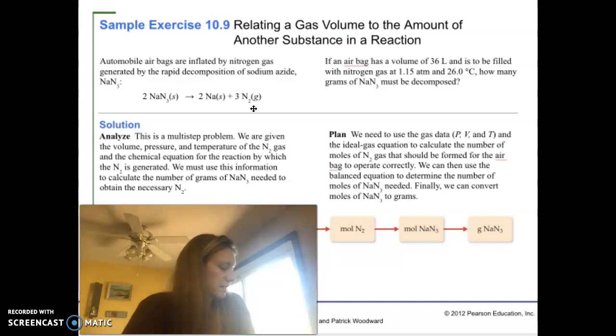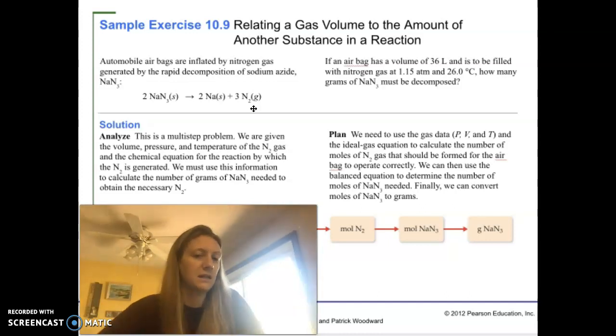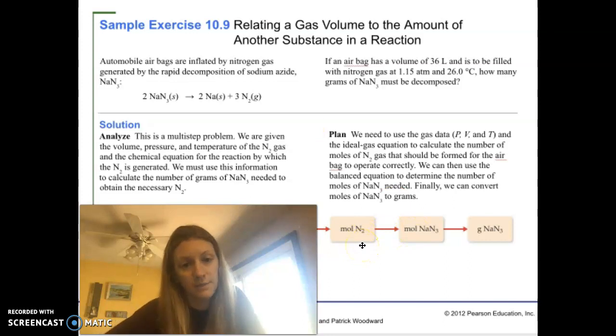So our first step is to use that gas data to figure out the number of moles of N2 I need to make. And then once I figure out the number of moles, I can do my stoichiometry, work backwards to figure out the moles of NaN3, and then eventually convert that into grams of NaN3.